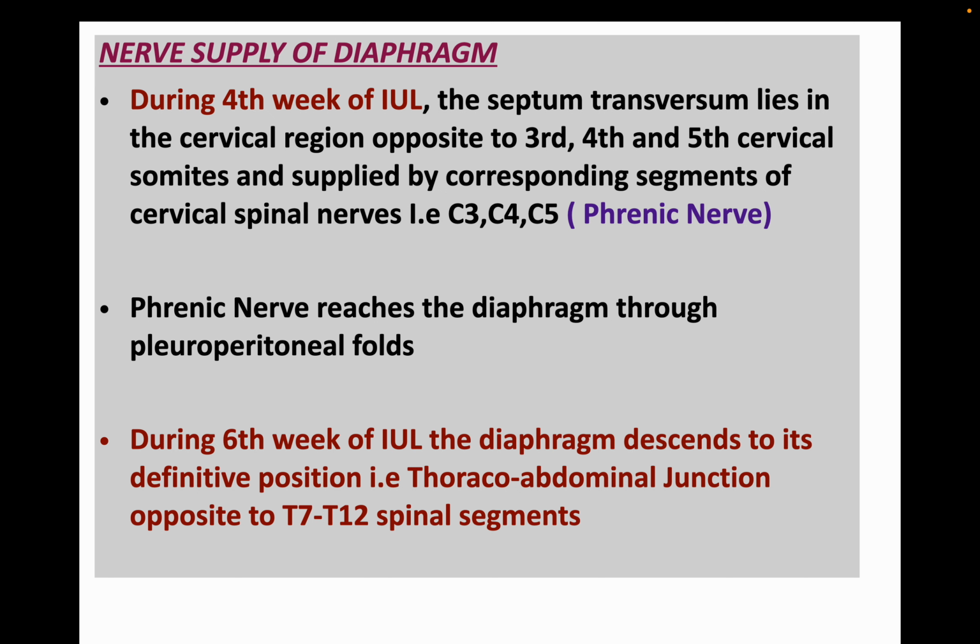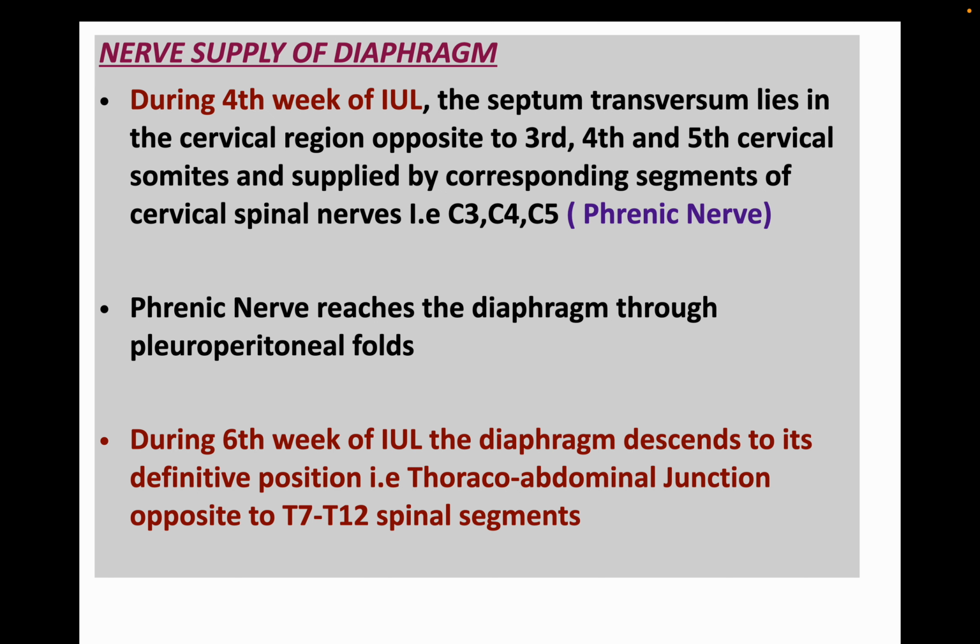Now, keeping in mind the development of the diaphragm, the nerve supply of the diaphragm can be better understood. During the fourth week of intrauterine life, the septum transversum lies in the cervical region, that is opposite to the third, fourth, and fifth cervical somites. Now, definitely they will be supplied by the C3, C4, C5 nerves. So that is the phrenic nerve components. So later on, what is happening? The phrenic nerve reaches the diaphragm through the pleuroperitoneal folds.